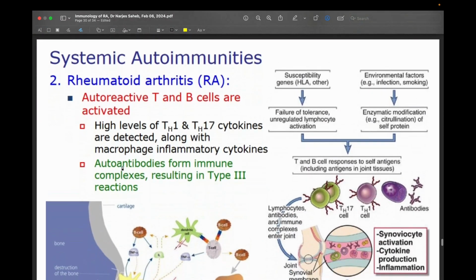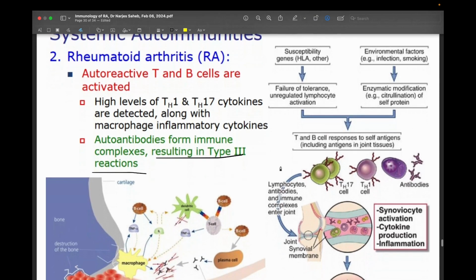زين هسه rheumatoid arthritis autoreactive T and B cells are activated. Same thing we said. High levels of helper T cell 1, helper T cell 17. Helper T cell 1 الفانكشن مالتها شنو؟ تجيب النيوتروفيلز، تجيب الايزينوفيلز، activate the macrophages, activate the cytotoxic T cells. The helper T cell 17 what it does is that it recruits macrophages and neutrophils to the site. فمثل ما قلنا resulting in type 3 hypersensitivity.